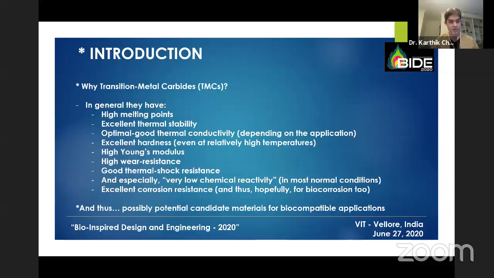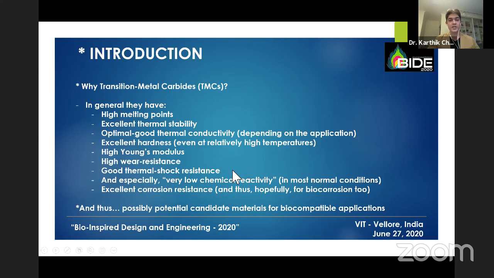Apart from that, one of the very special properties of my interest with respect to these transition metal carbides is their practically very low chemical reactivity in most normal conditions. When I say normal conditions, my broader intention is, if I succeed in discovering one of the materials with good properties, then it could be applied in some form or the other, as a pure material or as a part of implant material, into the body. So in that sense, all these properties are very useful.